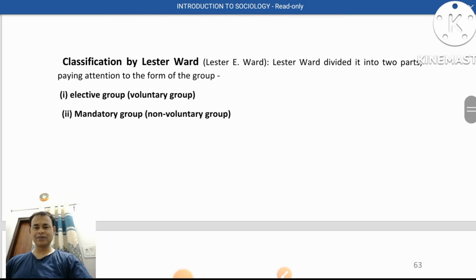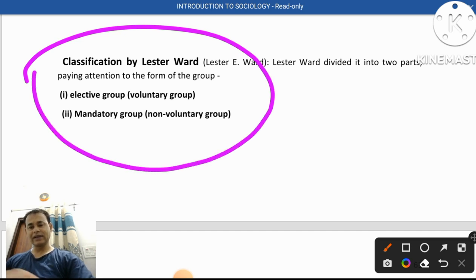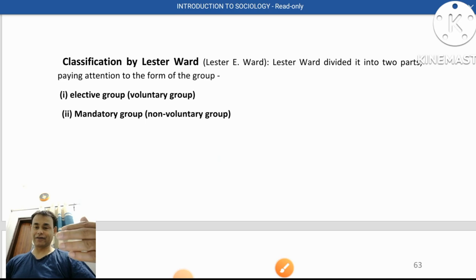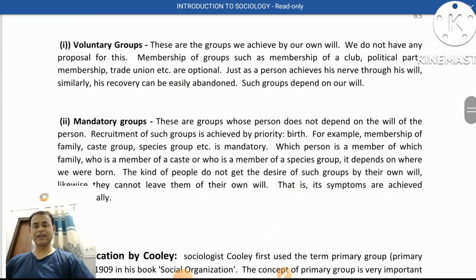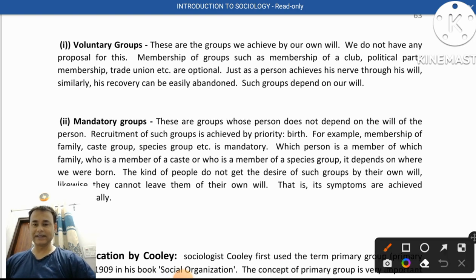Classification by Lester Ward. Lester Ward also classified groups into two parts: elective group and mandatory group, voluntary and non-voluntary. You just remember it: voluntary group and mandatory group, as it is very clear from the name. These are the groups we achieve by our own will. We do not have any compulsion for this.